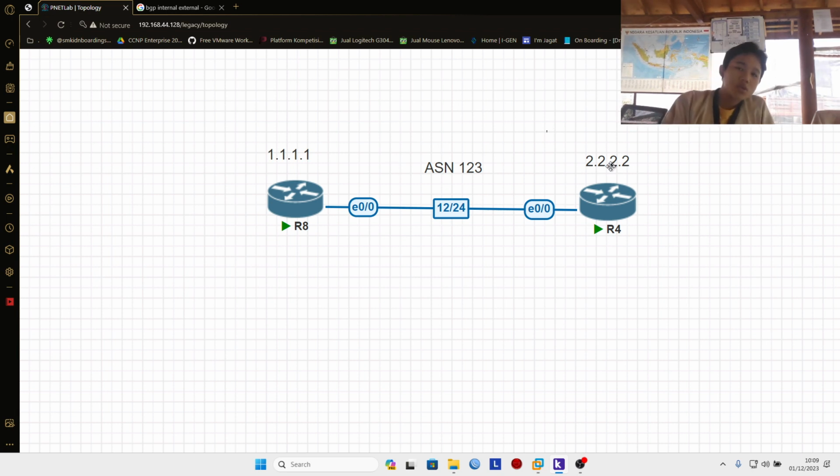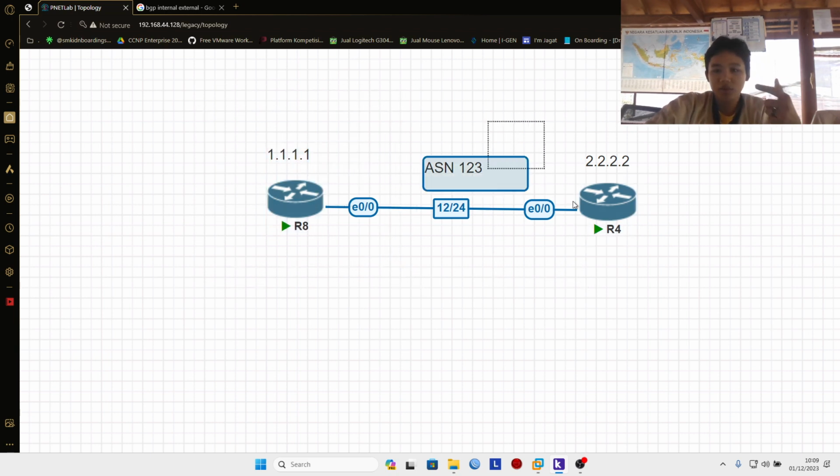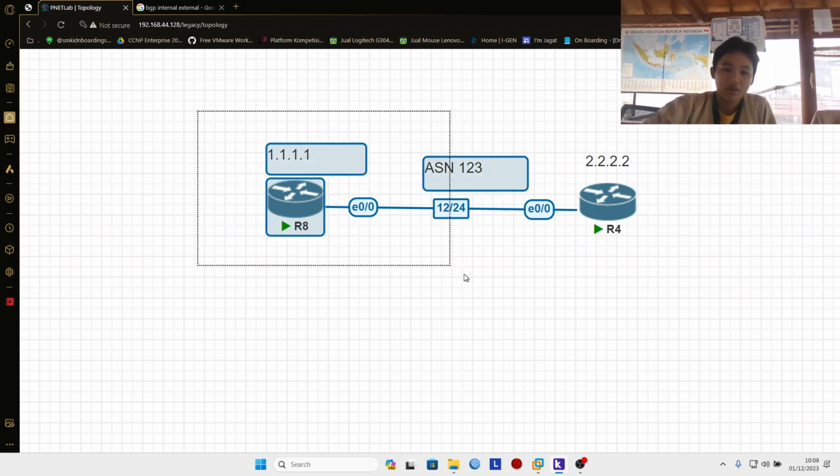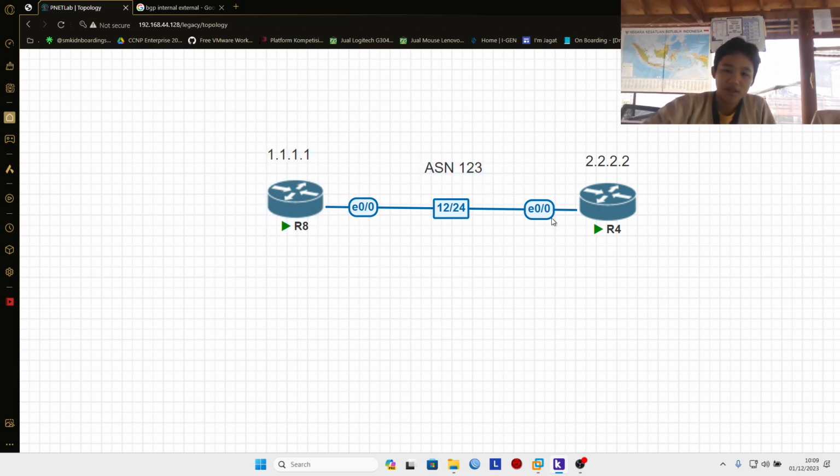Usually when we want to pair, imagine this is interface e0/0 and e0/0. This one is 12.1, this one is 12.2. Usually we pair using the closest interface, 12.1 and 12.2. If you want to pair from this to this, we should pair 1 to 2, not to loopback. But how do we pair it with loopback? This is very interesting material.